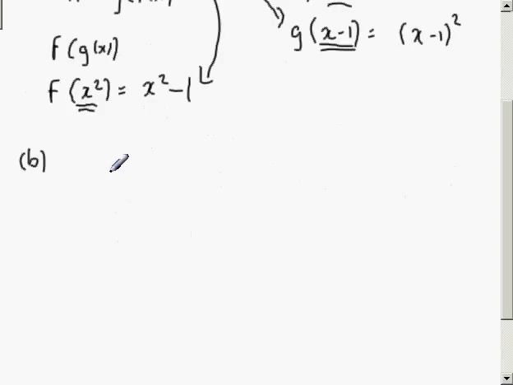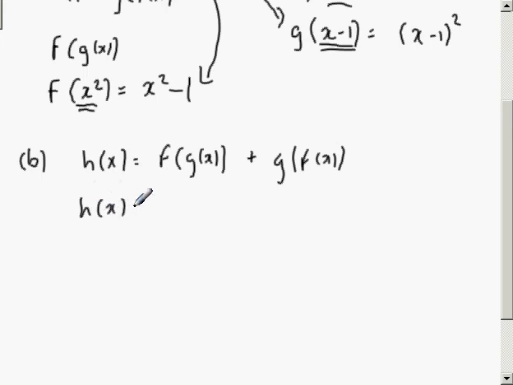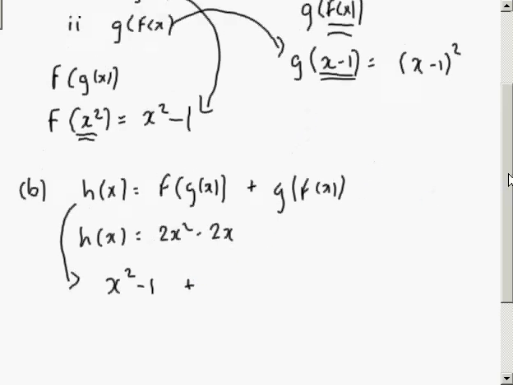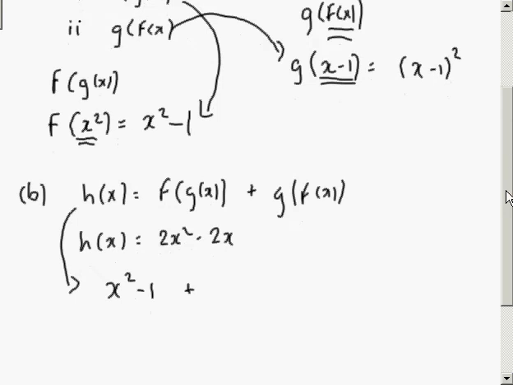Part B, the function h is defined by h of x equals f of g of x plus g of f of x. Show that h of x equals 2x squared minus 2x, and sketch the graph of h. H of x equals f of g of x plus g of f of x. So f of g of x, that's equal to x squared minus 1. And we're adding on g of f of x, and g of f of x, remember, is x minus 1 all squared.